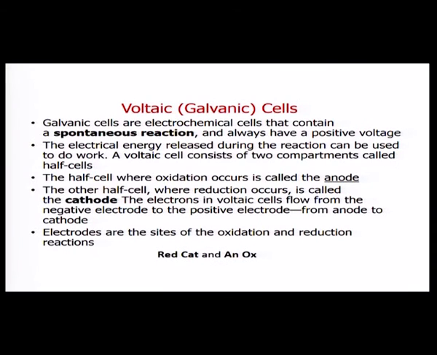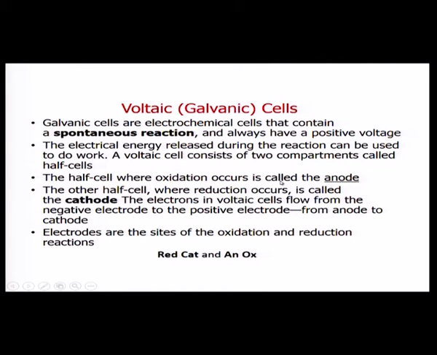So, there are 2 types of electrochemical cell. One is called the voltaic or galvanic cell, the other one is the electrolytic cell. Galvanic cells are electrochemical cells that contain a spontaneous reaction taking place at the anode and cathode, and always have a positive voltage arising out of the galvanic cell. During this, the electrical energy released during the reaction can be used to do work. And a voltaic cell consists of two compartments, each one called a half cell.